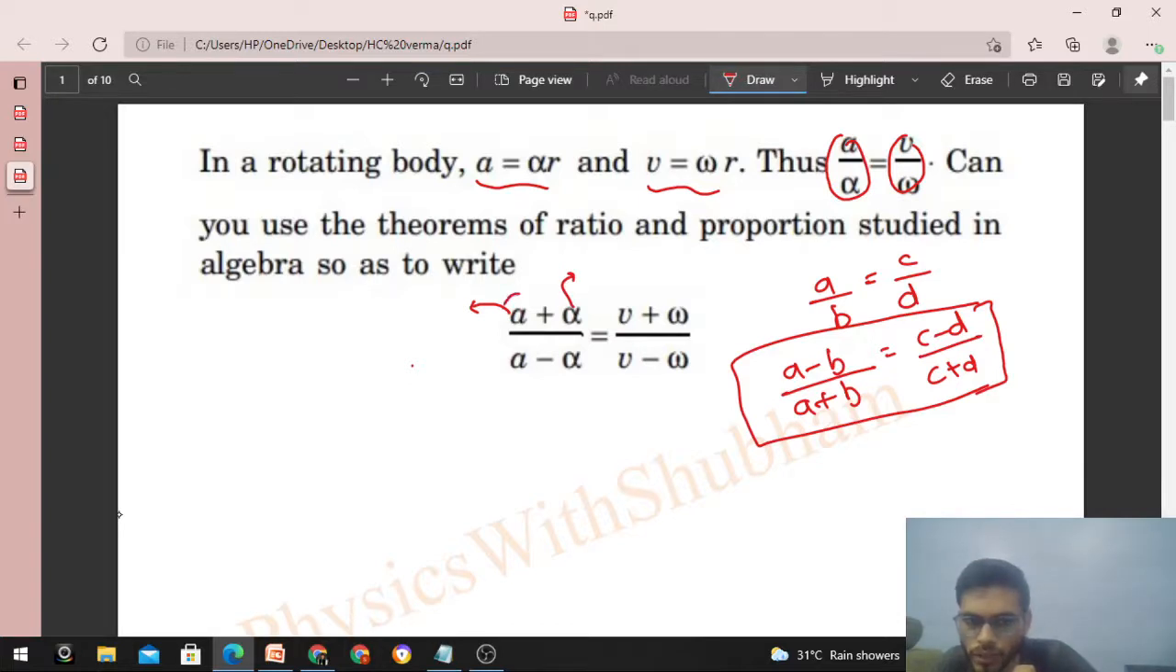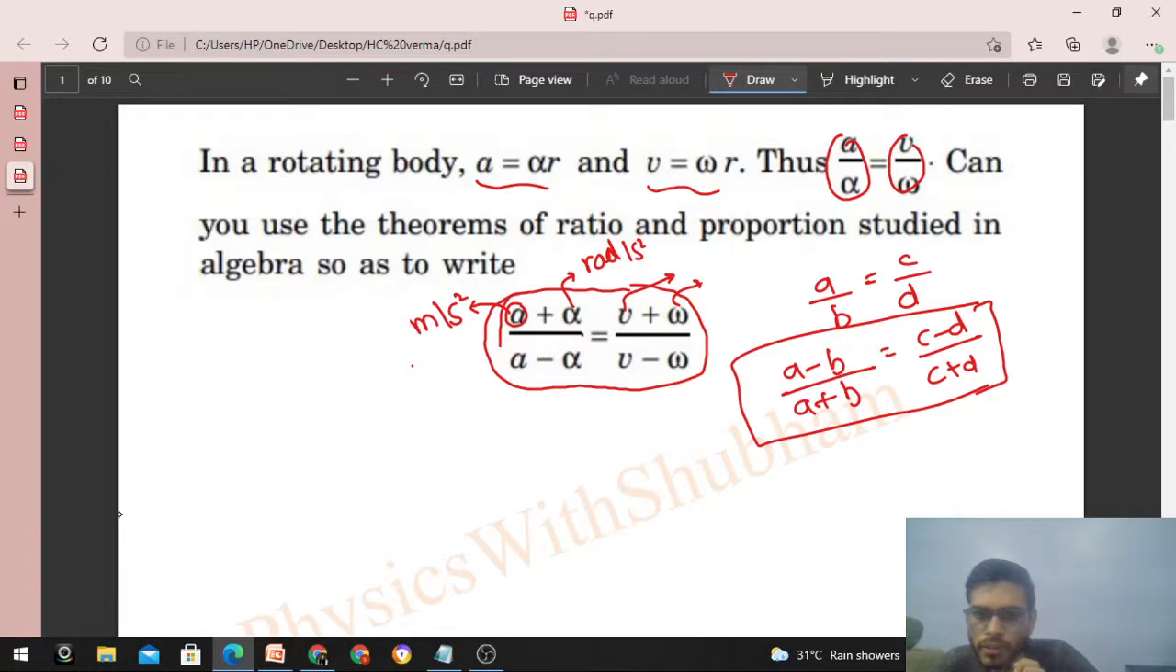This is fine in terms of magnitude, but not for the dimension. Dimensionally this equation will not be correct, because the dimension of acceleration will be simply meter per second square, whereas the dimension of alpha will be radian per second square, right? So dimensionally it is incorrect, but you can use this equation in terms of magnitude. If you just take the magnitude of velocity and magnitude of angular velocity, then it is correct. But to answer this question, I will say we cannot write this equation.